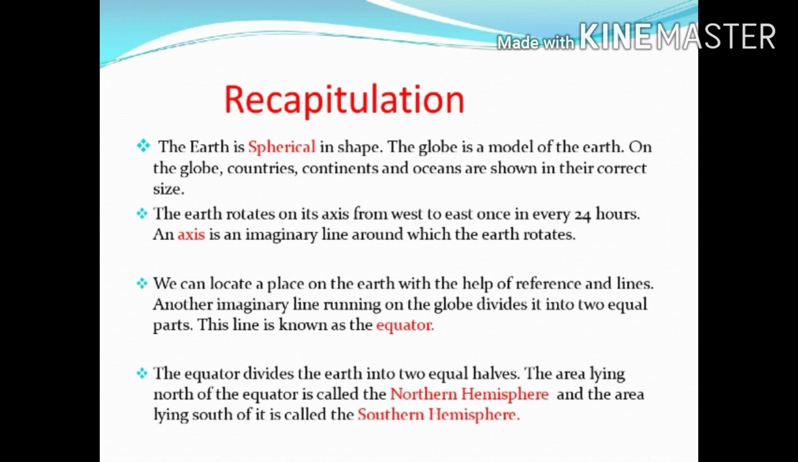Another imaginary line running on the globe divides it into two equal parts. This line is known as the equator. The equator divides the earth into two equal halves. The area lying north of the equator is called the northern hemisphere, and the area lying south of it is called the southern hemisphere.